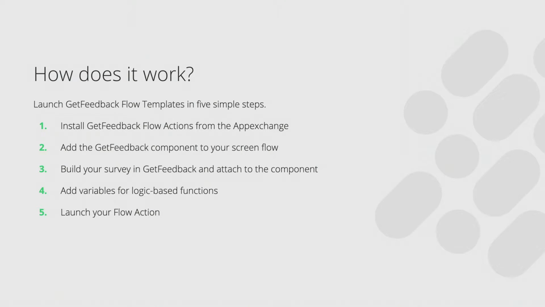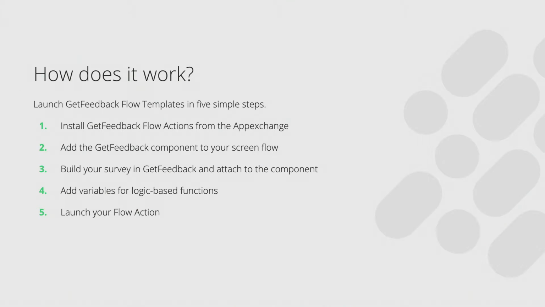Basically, you'd start out going to the App Exchange and download our Flow Actions package. Just one point of clarification, the Flow Action is the actual component that you install into your Salesforce org, and the Flow template is effectively an example project that shows you how to use that Flow Action component. Once you have that installed, you would go ahead and click and drag the GetFeedback component onto a screen in your visual flow. You simply plug in the survey ID that you built on GetFeedback prior to that.